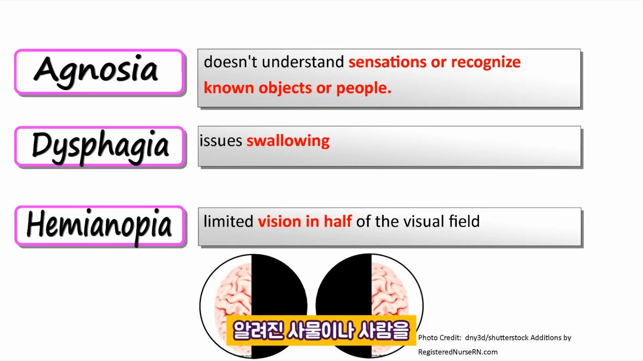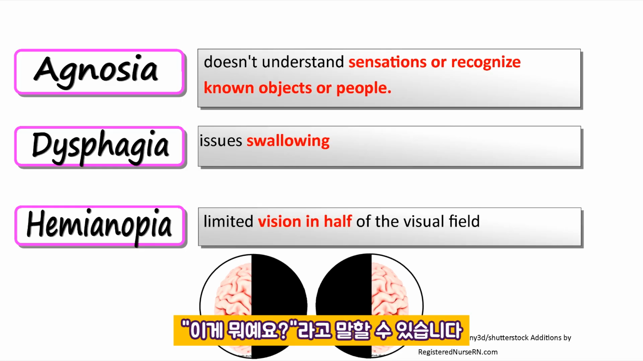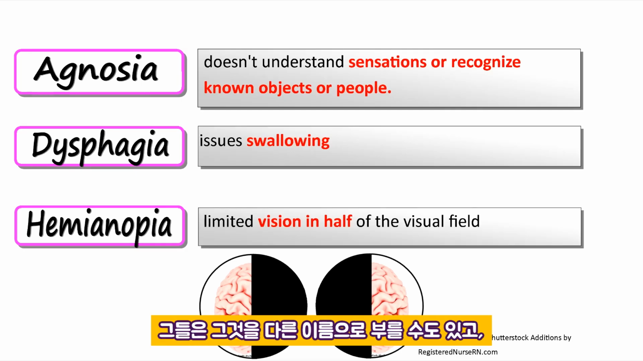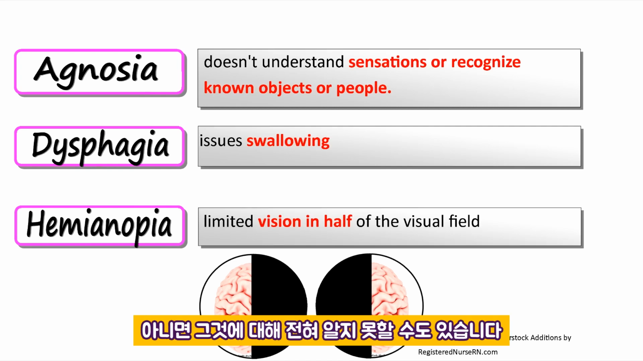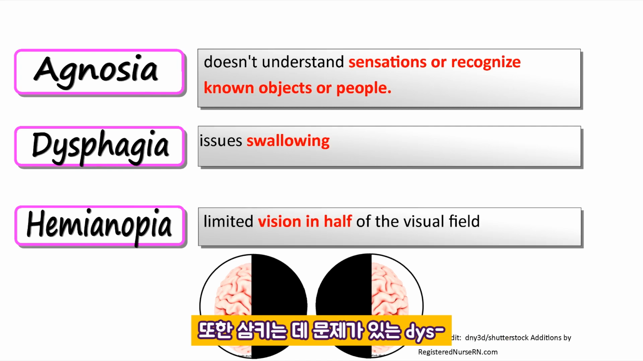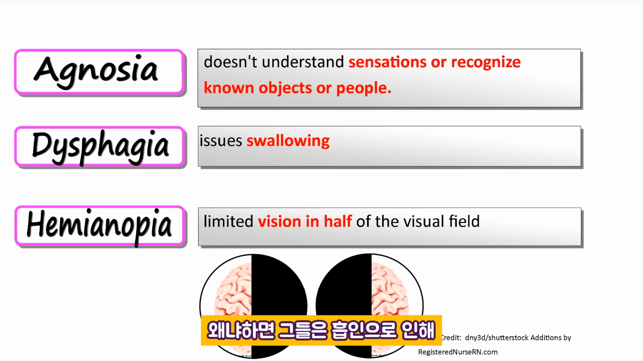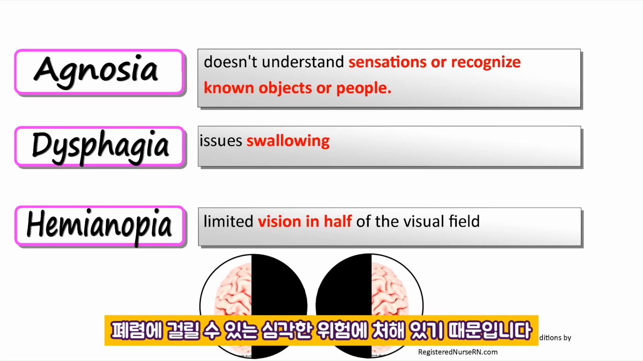Furthermore, the patient can also experience agnosia, which is where they don't understand sensations or really recognize known objects or people. For instance, you can show them a pencil and say, "What is this?" And they don't have the ability to connect the word pencil with that object. They may call it something else or just not even be familiar with it. They can also have dysphagia, which is where they have issues swallowing. So as a nurse, we really have to watch out for this because they are at major risk for aspiration, which can lead to pneumonia.